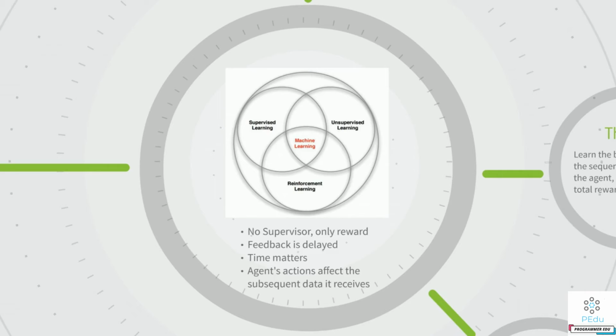And finally, the agent's actions affect the subsequent data it receives. So depending on what our algorithm does, the environment or the input space is going to change. So that is definitely different than our supervised or unsupervised learning examples where our input data was very static. It was set beforehand, and then we applied our algorithm to it.